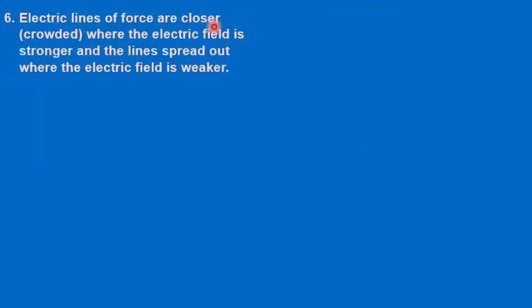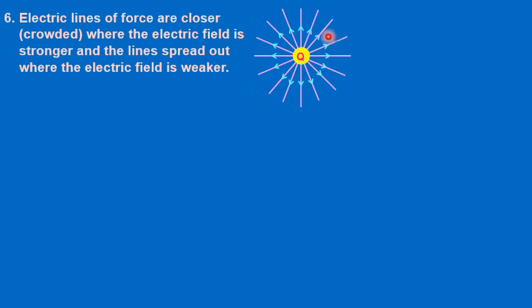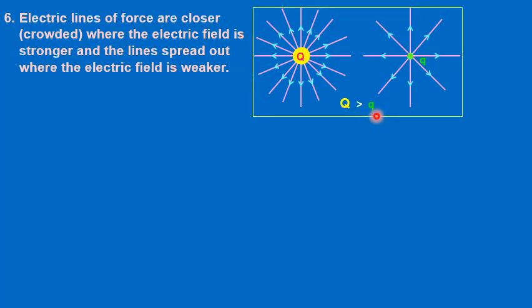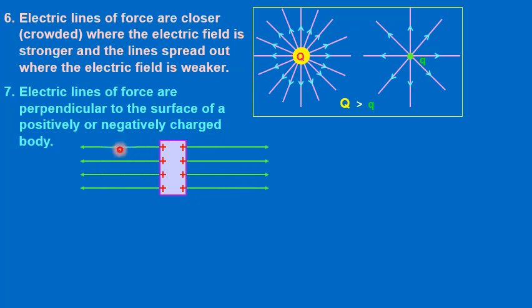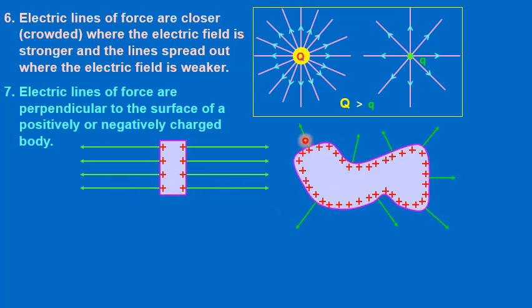Sixth, electric lines of force are closer where the electric field is stronger and the lines spread out where the electric field is weaker. As we can see in this diagram, the charges capital Q and small q. Here Q is greater than q. Seventh, electric lines of force are perpendicular to the surface of a positively or negatively charged body. As this is a positively charged body, we can see that the electric field is perpendicular to this surface. Similarly, in this diagram, we can see electric field lines are perpendicular.